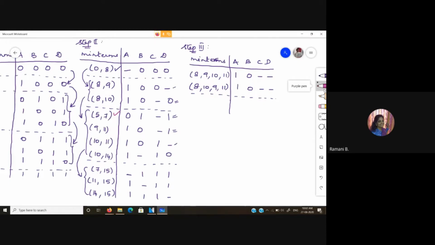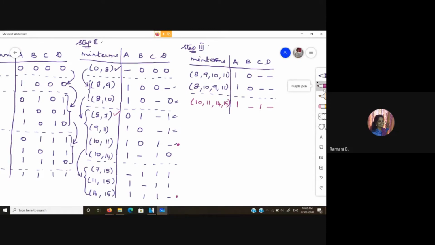So here we can find the combination with this 11 and 14. So 10, 11 and 14, 15. So we have B alone is changing value. So 1 dash 1 dash.